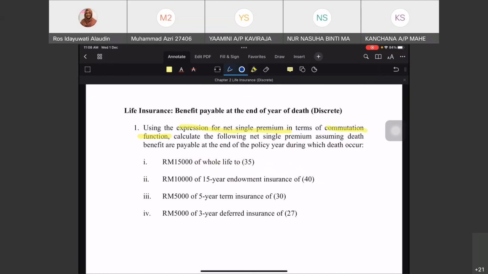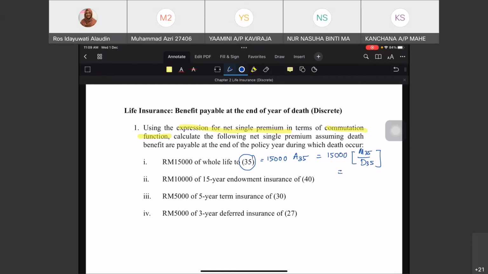So whole life for this case is, okay, we put the benefit outside. So whole life is x. So x here is 35. And then what is A35? It is Mx over Dx. So 15,000. You refer to the table M35 and D35 and you can get the answer.